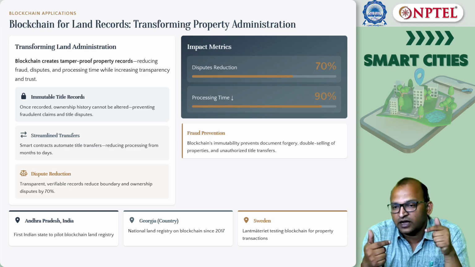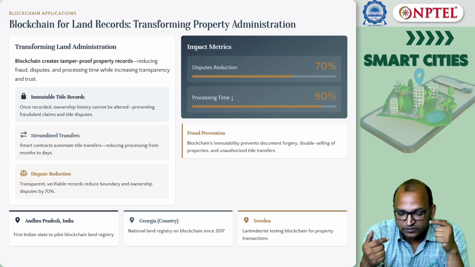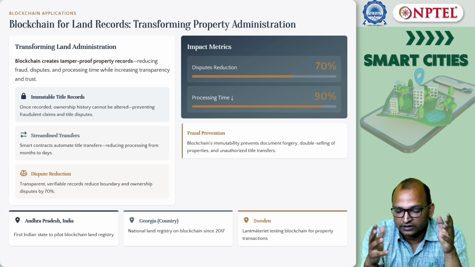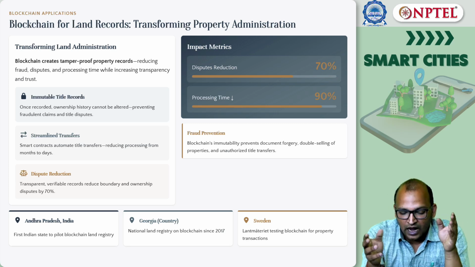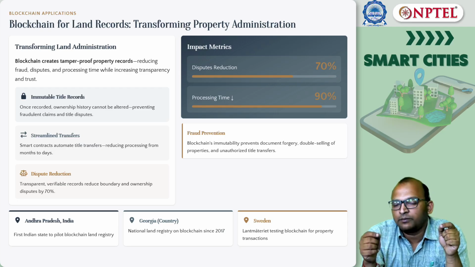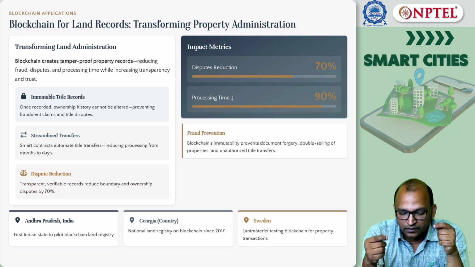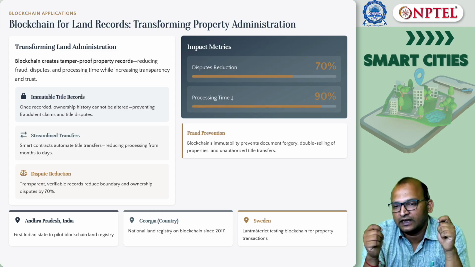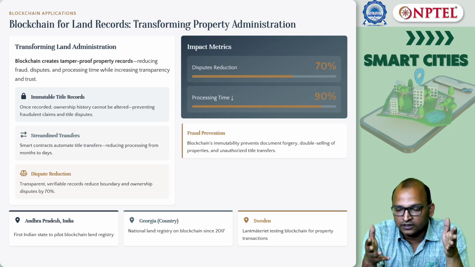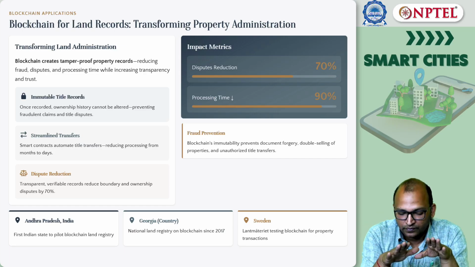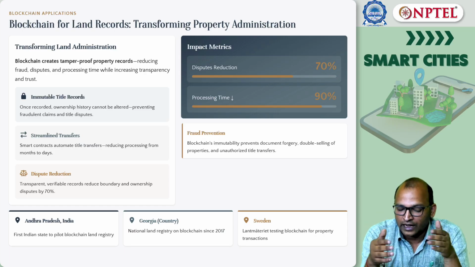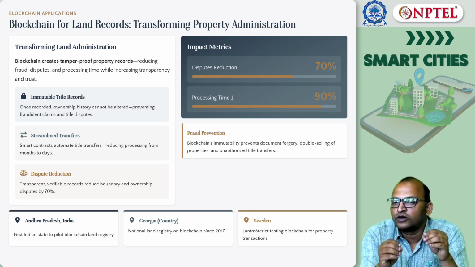Also, it can streamline the transfer process. Smart contracts can automate the transfer process. When the buyer pays, stamp duty is confirmed, and both parties sign the contract digitally, the title updates automatically. What takes months today can take hours. Third, it can reduce disputes. When anyone can verify the complete ownership history of a land, many disputes simply have no ground to stand on.